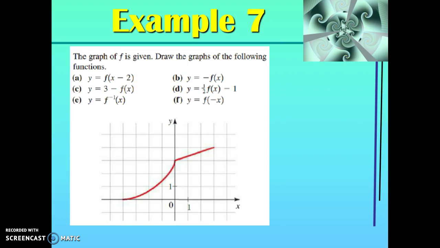Okay, so now let's talk about shifts. Remember that everything that happens inside the parenthesis is going to be a sideways movement. So this x minus 2 on the inside is going to behave just like a parabola. That's going to cause a shift to the right.